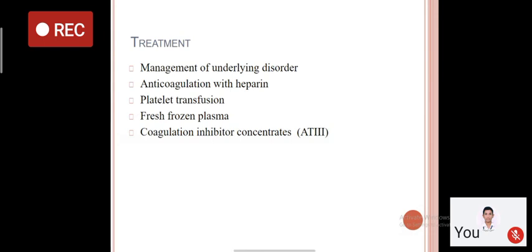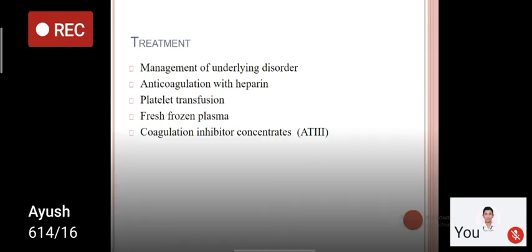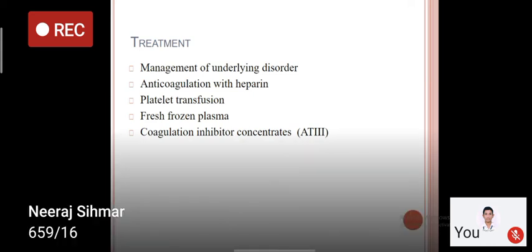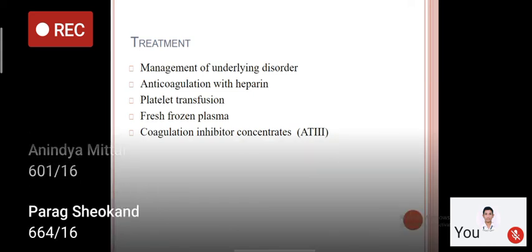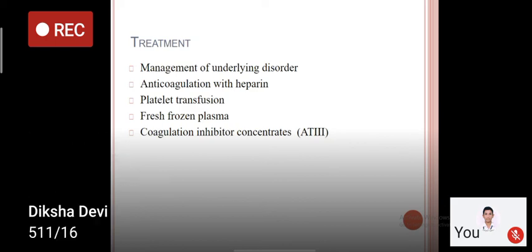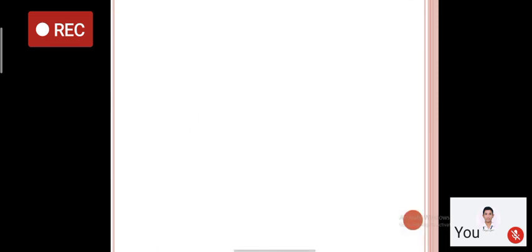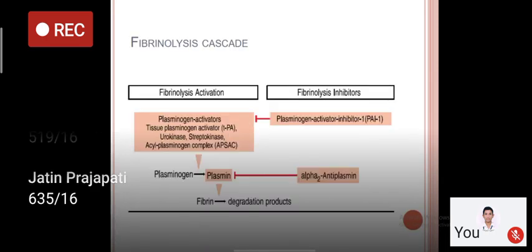the treatment is based on the treatment of underlying disorders. So if there is a sepsis, we need to give a good antibiotic cover along with the supportive and hemodynamic cover that will help in decreasing the physiological changes. And anticoagulation may also be tried if there are deep hemorrhages or thrombosis. Then platelet transfusion and FFP, these are the cornerstone. So this is how we are going to manage a patient with coagulation disorder.